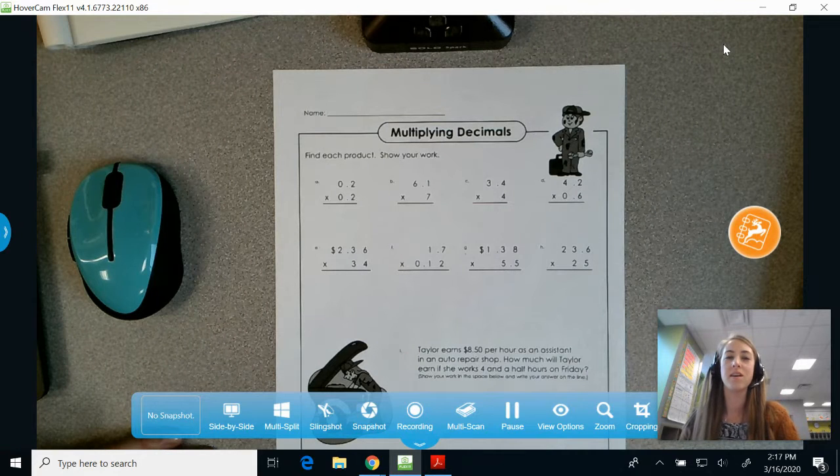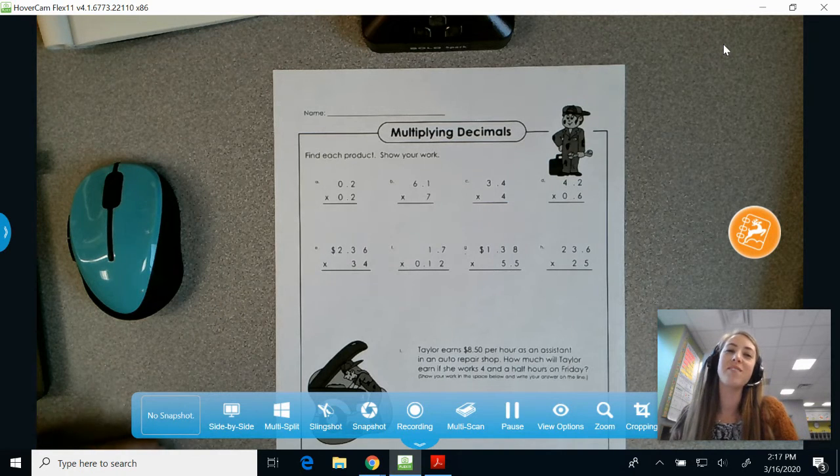with decimals. Before we get started, let's go ahead and go over our math joke of the day. Which tool is best suited for math? Multipliers.